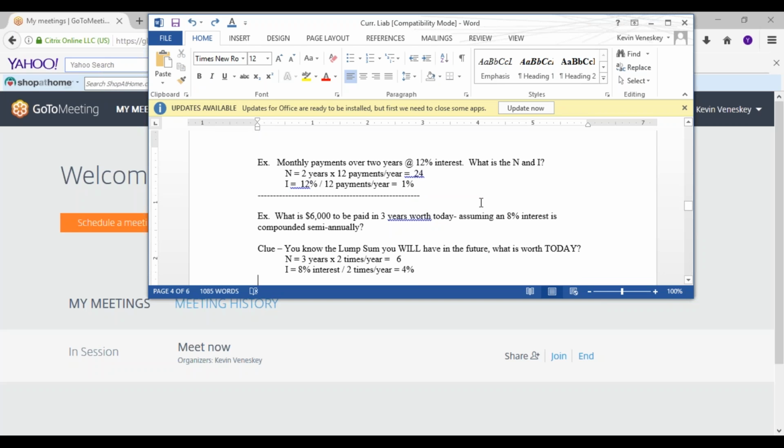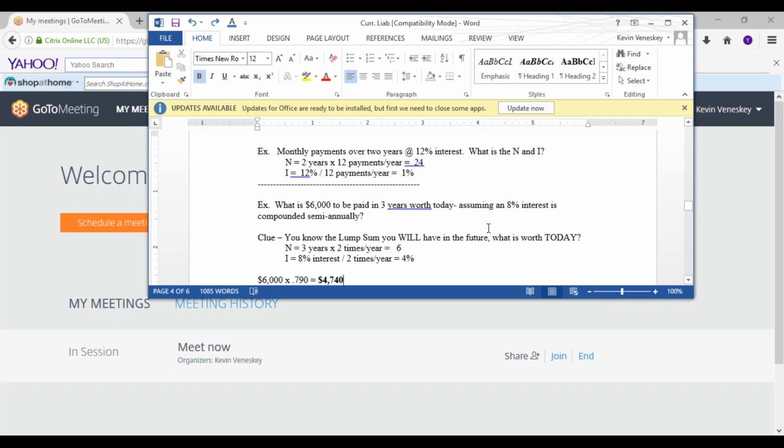You can pause here. I'm not going to go through it, but if you wanted to pause, because this one's dealing with payments, so we have 12 payments in a year. I guess maybe we can go through it. 2 years times 12 payments in a year, so I have 24 payments altogether. What is the interest per payment then? So I have a 12% annual rate divided by 12 payments in a year. So over every month, it would be 1%.